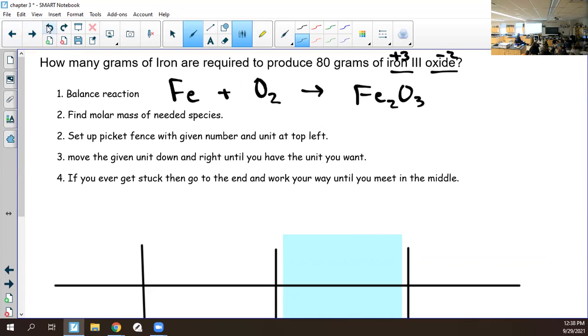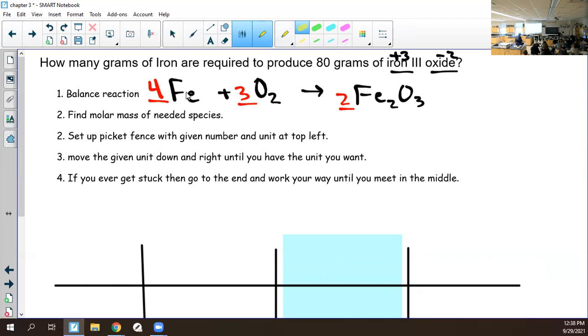Okay. I see a 3 and a 2, so I'm going to do the swapperoo. I'm going to do this in a different color. So in front of the 3, I have a 2. In front of the 2, I have a 3, and then I fix the iron. 4, 3, 2. How did you do on that one? All right, sweet. Okay, what are the 2 species we need to find the molar mass?